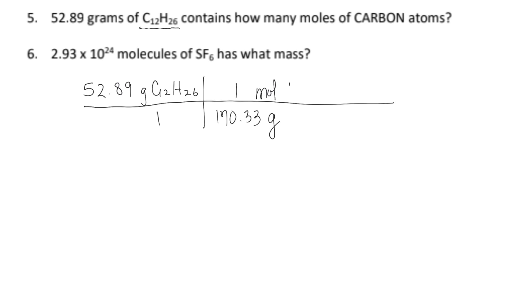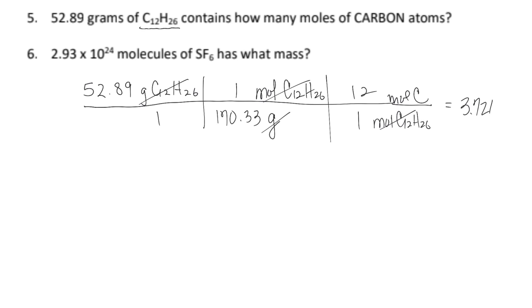It was 170.33, but this is moles of the whole thing. Now I want to get to moles of just carbon atoms. So moles of this comes down. Moles of carbon goes to the top. And now I'm going to use the relationship of the 12 carbon to 1 mole of the total. So my units are going to cancel. And I get an answer of 3.726 moles of carbon.